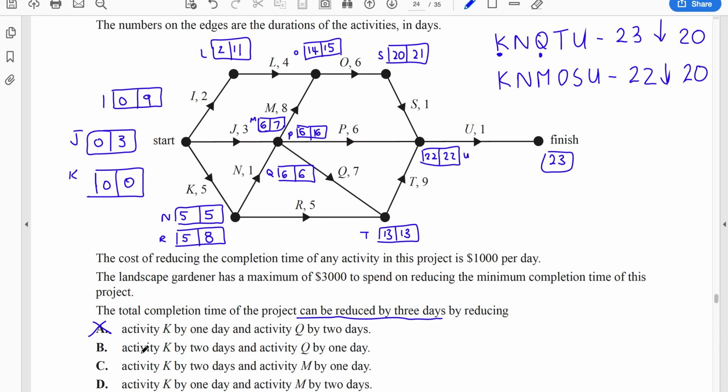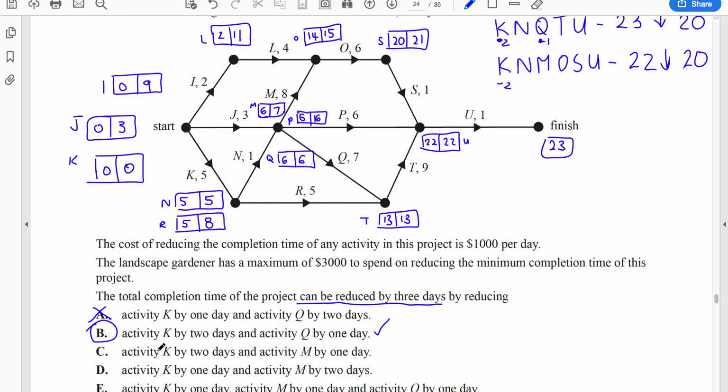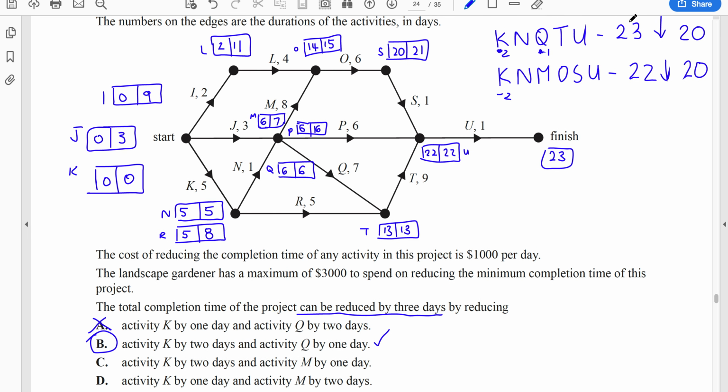If we try the next one, activity K by 2, so if we take off 2 from this one, and 2 obviously comes off that second one, and then activity Q by 1 day, so take off 1, that will be a maximum of 3 reduction off this one, and it will be a 2 reduction off that one. So that will bring both of them down to 20. That works, and that's actually the answer. The reason that C won't work is that if you only take 2 off K, this brings 23 down to 21, so you don't achieve 20.